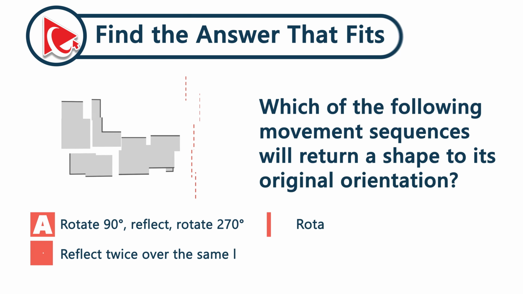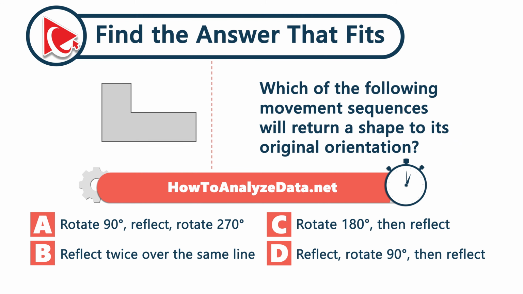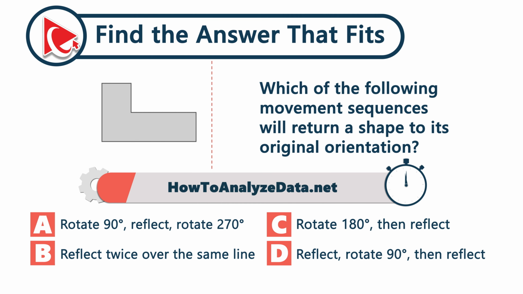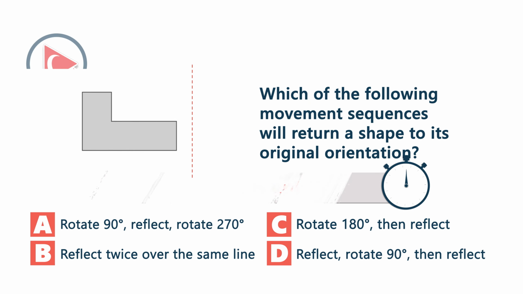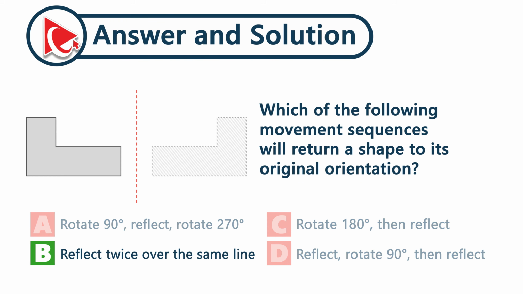Here's the cool question for you. Which of the following movement sequences will return a shape to its original orientation? Did you get to the right answer? Reflecting a shape twice over the same line cancels the transformation. In fact, it's the only option that puts the shape right back where it began, perfectly aligned. The correct answer here is choice B, reflect twice over the same line.